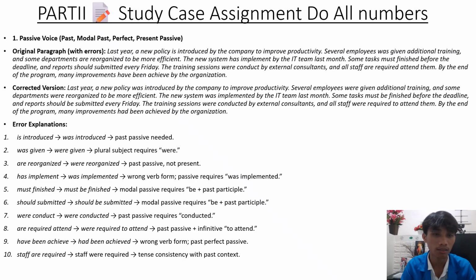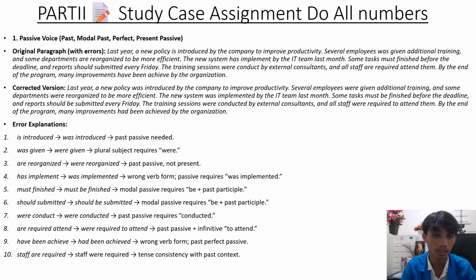Error explanations. 1. Is introduced, change to was introduced, past passive needed. 2. Was given, change to were given, plural subject requires were. 3. Are reorganized, change to were reorganized, past passive, not present. 4. Has implemented, change to was implemented, wrong form, passive requires was implemented.